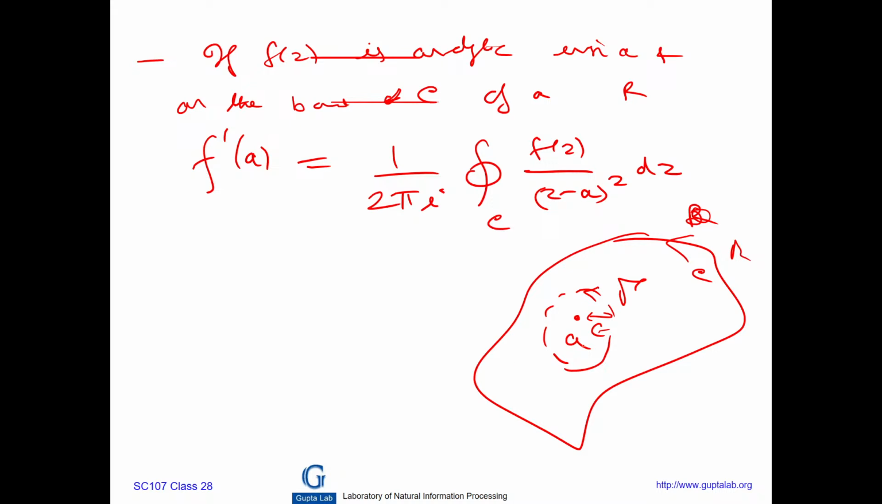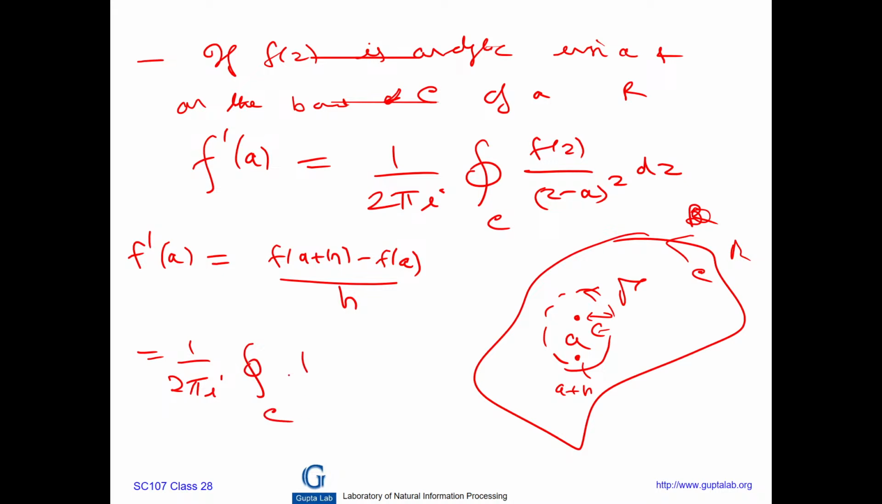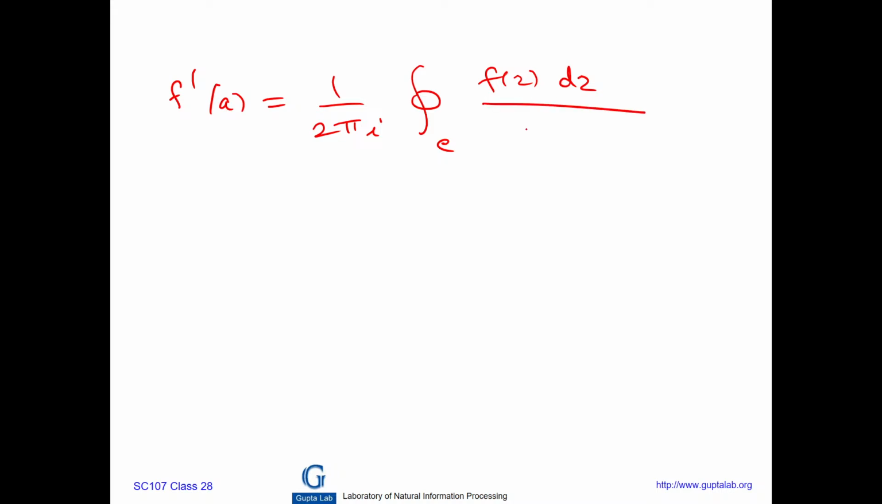So suppose I take another point a plus h here, ले सकते हैं अंदर. So f dash of a is f of a plus h minus f of a divided by h, limit h tends to 0, right? इसको लगा दिया फॉर्मूला 1 over 2 pi i integration along C 1 over h times 1 over z minus a plus h minus 1 over z minus a, f of z dz. So essentially we get f dash of a is equal to 1 over 2 pi i integration along C f of z dz divided by z minus a minus h times z minus a. Simplify कर लिया, right?